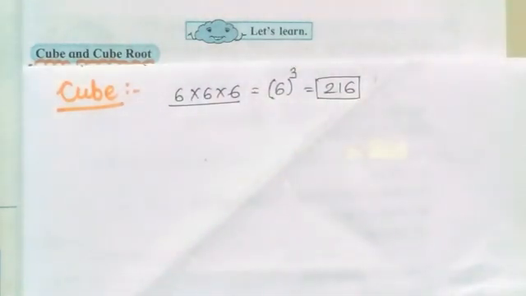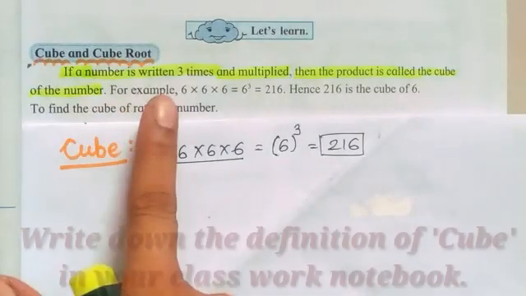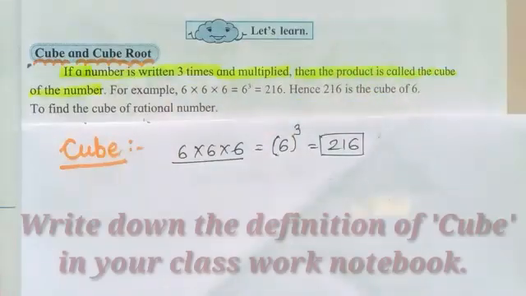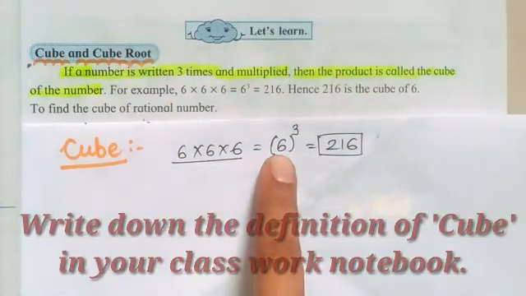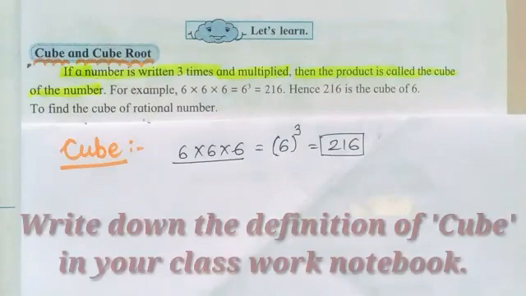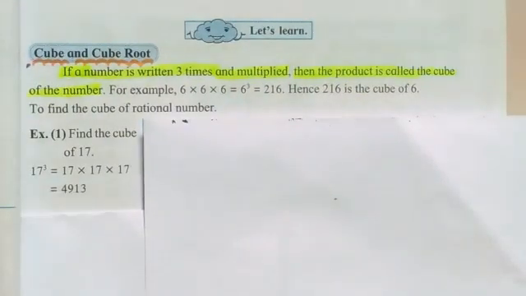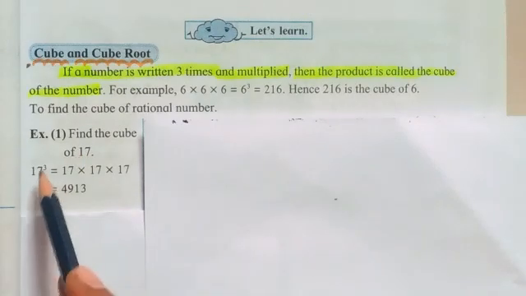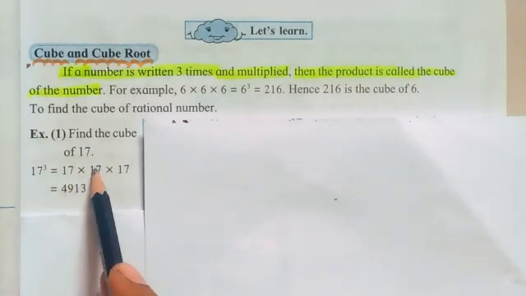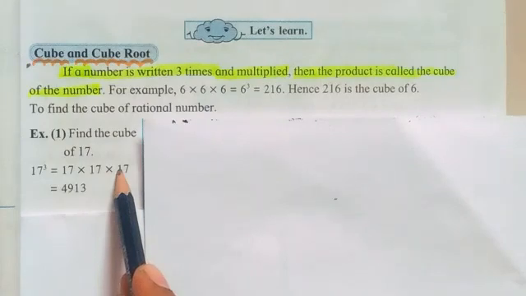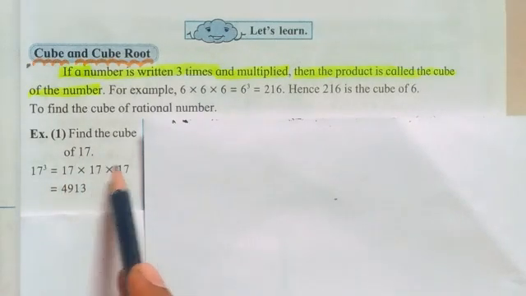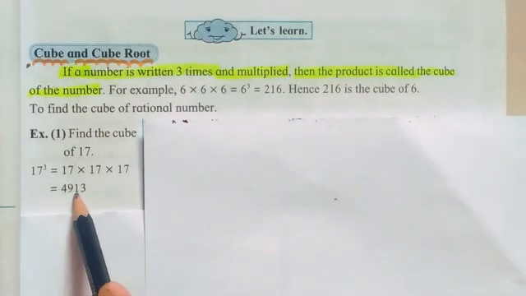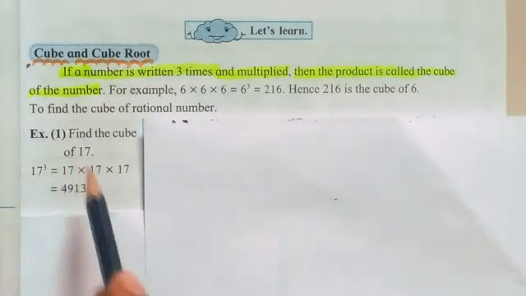So what is the definition of the cube? If a number is written 3 times and multiplied, then the product is called the cube of that number. So the cube of 6 is 216. Now let's take an example. Find the cube of 17. How do we take the cube of 17? We multiply the number 17 three times: 17 into 17 into 17, the answer is 4,913.